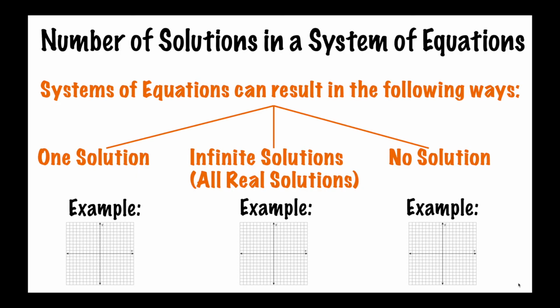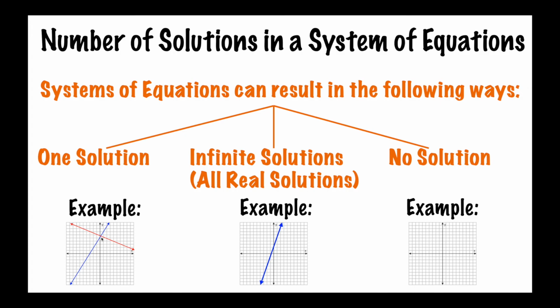When we talk about the number of solutions, it could result in 3 different ways. We could get one solution, infinite solutions, or no solutions. For one solution, what's going to happen is that our 2 equations of the line will intersect one time. Where they intersect gives us our one solution.